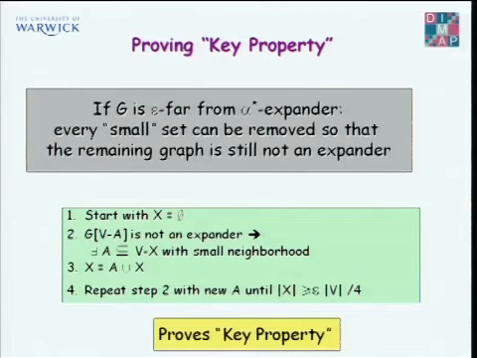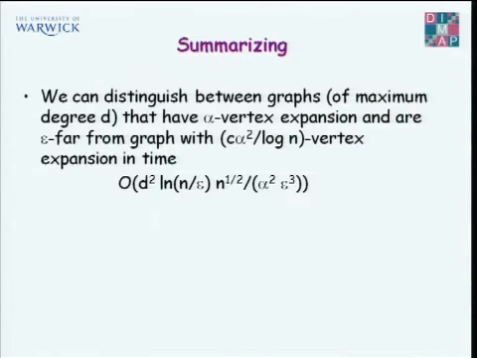If you put all this together, you can put the parameters together to show that we can distinguish between graphs of maximum degree D that have alpha vertex expansion and graphs of maximum degree D which are epsilon far from graphs with such an expansion, and this is our running time. It's something like d squared log n times root of n over alpha squared epsilon cubed.